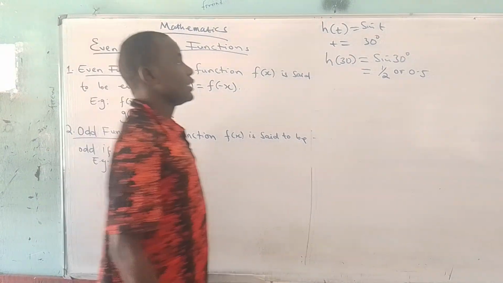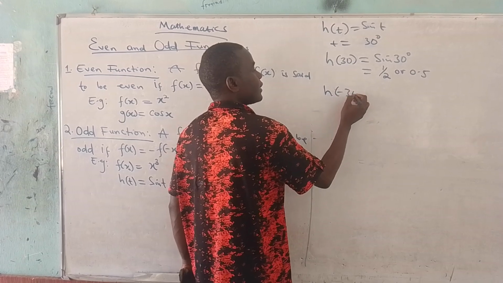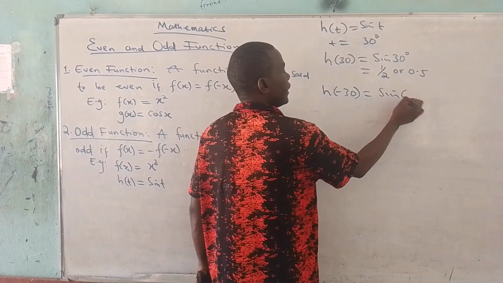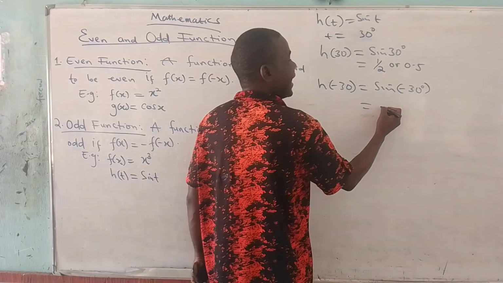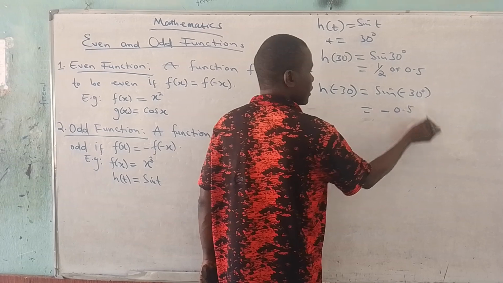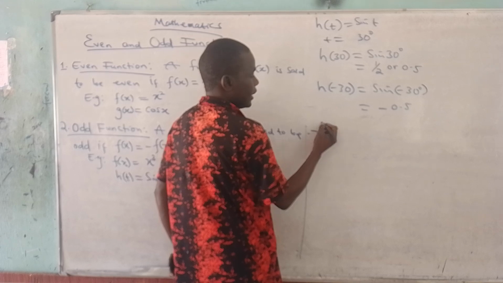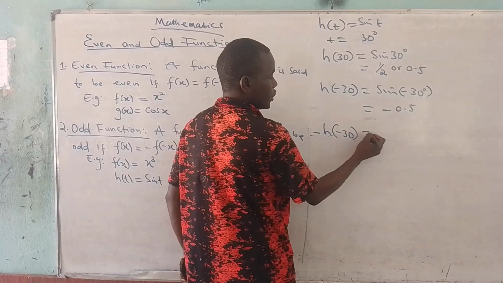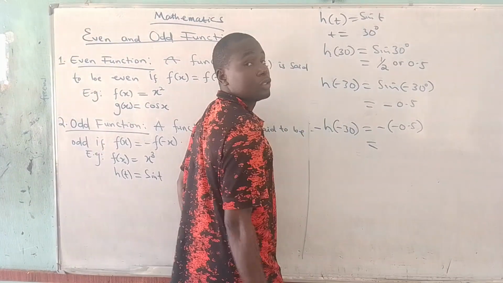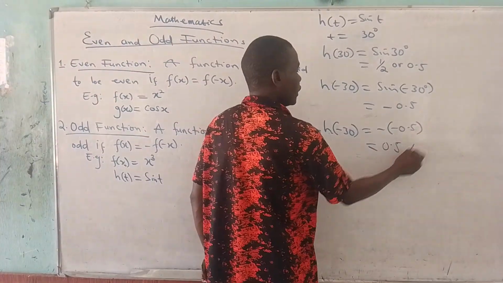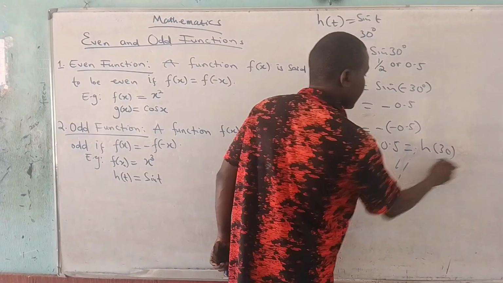That is sine 30. So at t equals minus 30, we have h of minus 30, which is equal to sine minus 30 degrees. This will give you minus 0.5 or minus half. So when you multiply by minus, minus h of minus 30 gives minus times minus 0.5, which will give you 0.5, which is equal to h of 30.